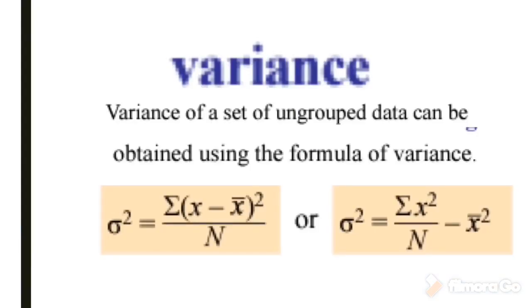Okay, the variance of a set of ungrouped data can be obtained using a formula, and the formula looks very complicated. So we have two formulas. I will explain the formulas and how to use them in the next lesson. Today I will just teach you how to use a calculator to learn what is meant by variance, so that you have a clearer picture of how to obtain variance, mean and standard deviation from your calculator.